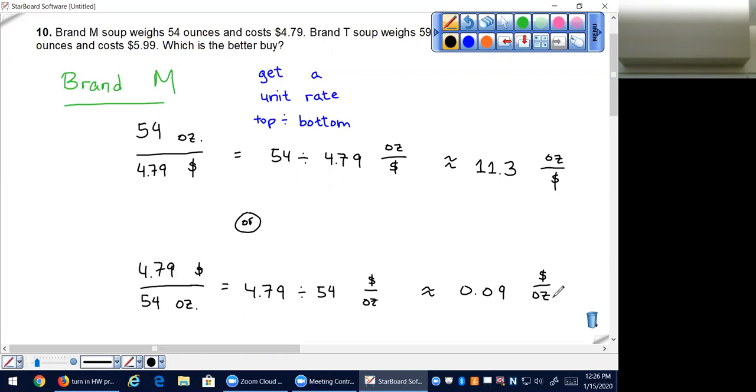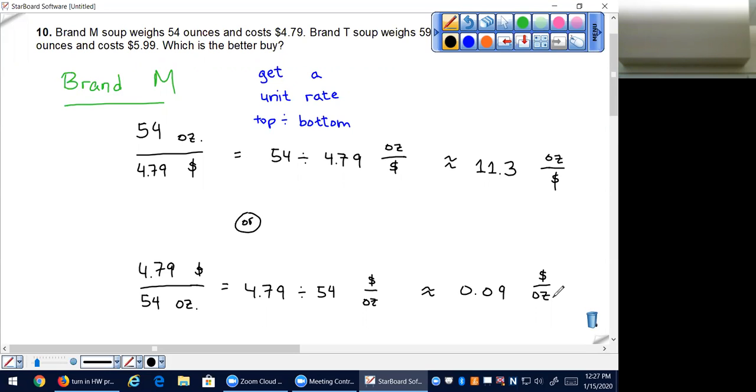If my brain likes the top method, I'm wondering how many ounces do I get per dollar? It's like I'm going to the gas station, I hand the attendant a $1 bill, and want as heavy a can of soup as I can get for a dollar. If I'm comparing brand M and brand T, will I pick the one with the bigger or smaller number here? Bigger. If I'm looking for how many ounces I get per $1, I want the most soup per dollar. So I do the same thing for the brand T numbers and pick the bigger of the two numbers.